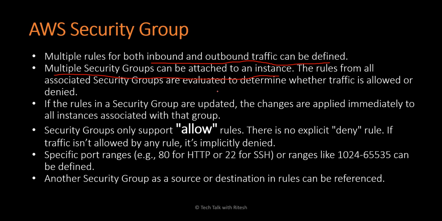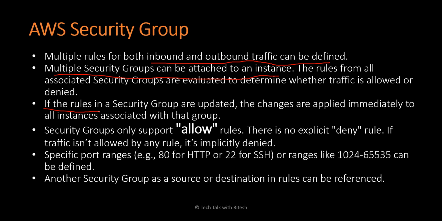For example, to an instance we have attached multiple security groups. In one security group, we have allowed a few entries on the basis of IP ranges or ports, etc. And that instance is also attached to another security group where it is denied. So that evaluation will happen, and on the basis of that evaluation, whether traffic should be allowed or not will be decided. So we need to make sure, if we are creating so many security rules, it might create confusion also.